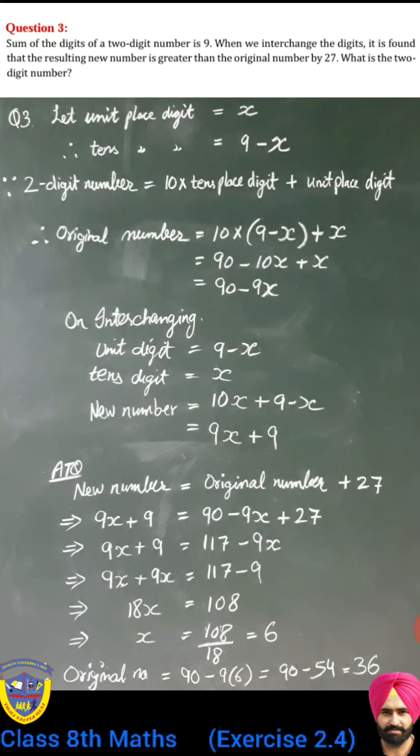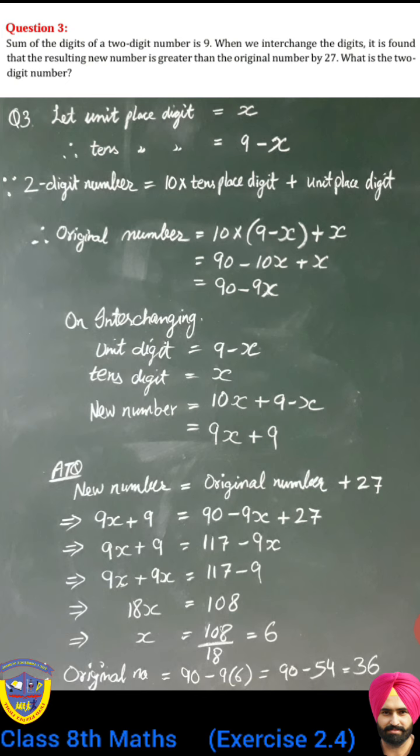Question number 3. The sum of the digits of a two-digit number is 9. When we interchange the digits, it is found that the resulting new number is greater than the original by 27. What is the two-digit number? So let the unit place digit be equal to x, and the sum of the digits is equal to 9. It is given to us. So the tens place digit becomes 9 minus x because their sum is 9.